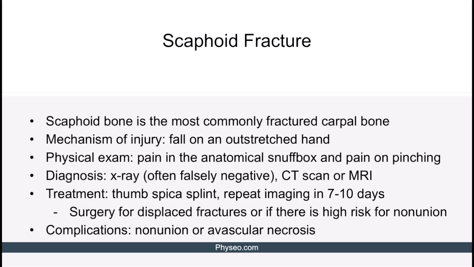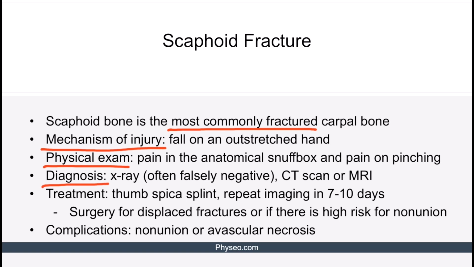Next, let's discuss the scaphoid fracture. The scaphoid bone is the most commonly fractured carpal bone. The most common mechanism of injury is a fall on an outstretched hand. Physical exam typically reveals pain in the anatomical snuff box, which is a triangular depression in the dorsoradial aspect of the hand, best seen with the thumb extended and abducted. Patients can also present with pain when performing pinching maneuvers.